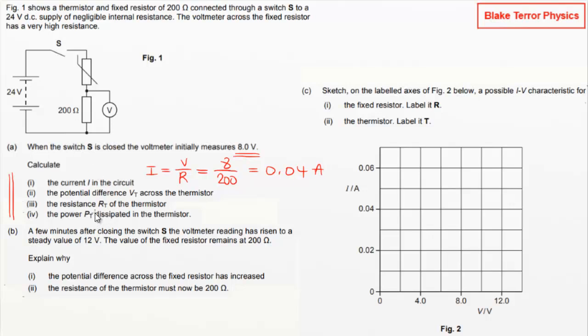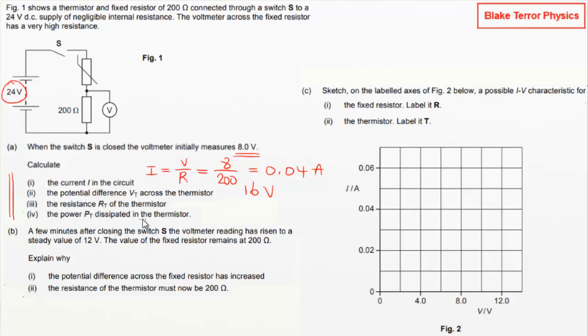Then we need the potential difference across the thermistor. Well, Kirchhoff's second law helps here because we know that the potential differences have to add up to the EMF. So if we've got 8 across the fixed resistor, we must have 16 across the thermistor, so they add up to the 24 EMF that we've got.